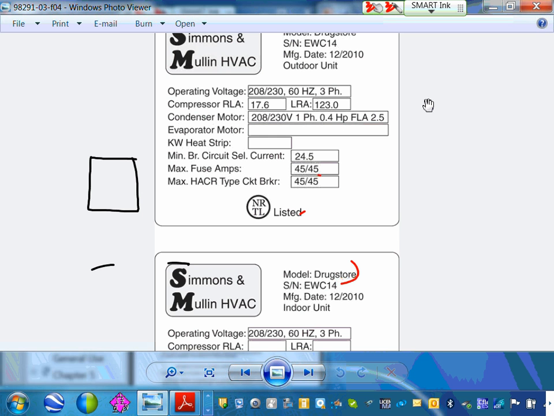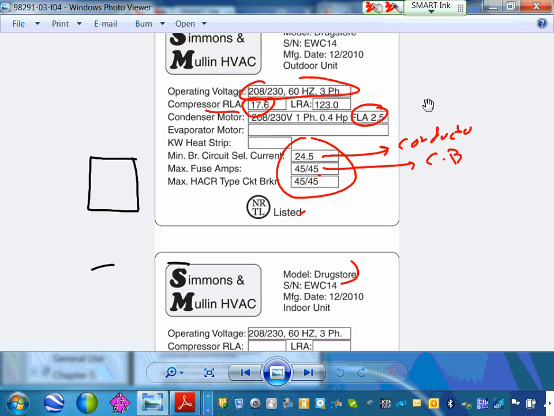The nameplate, guys, will give you the voltage. Can you see the voltage right at the top? It gives you the compressor rated load amps, the condenser horsepower and amps, the evaporator, and then the most important values: the minimum circuit ampacity, the fuse, as well as the maximum breaker. So from here, conductor, and from these two, circuit breaker or fuse.